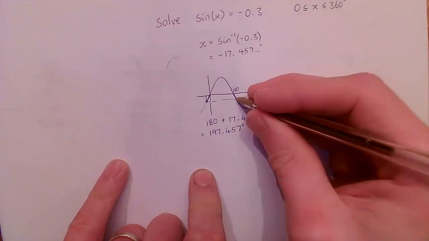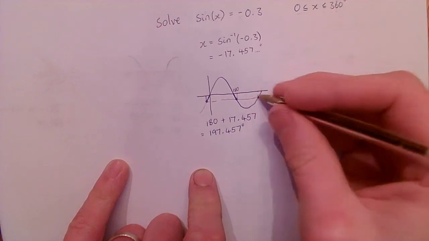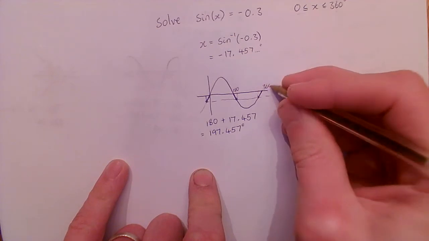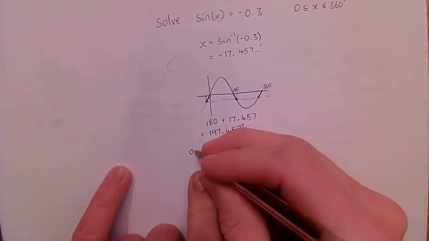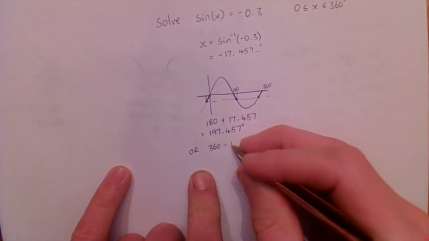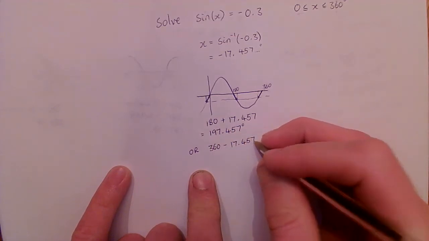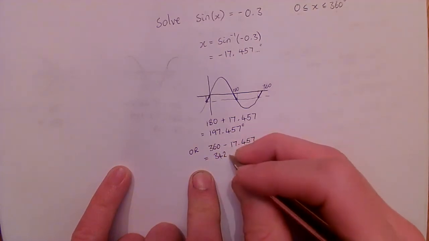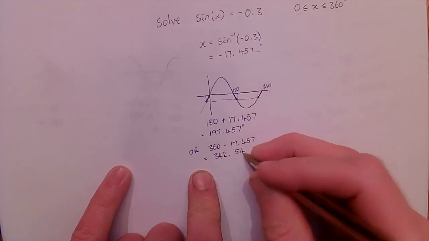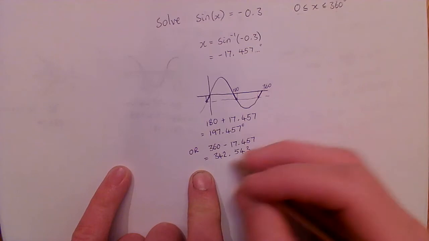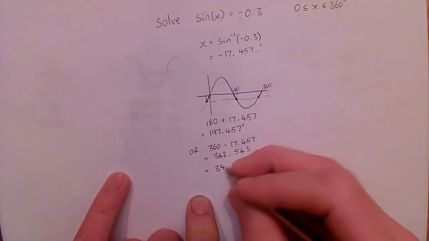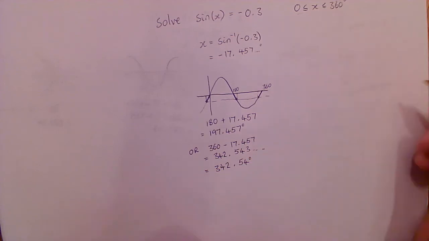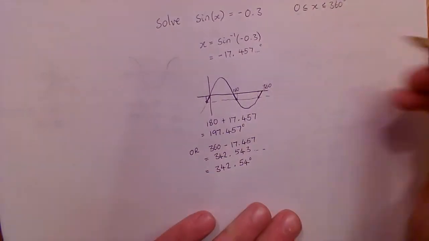The other one is along here. Well, we can see that we took 17.457 away there. It's the same as doing that there. So it's the same as taking it away from 360. So, 360 take away 17.457. What does that give us? Well, that gives us 342.543 something, which is 342.54 degrees if we round to 2 decimal places. So if we're using our graph method, that's what it's going to look like.